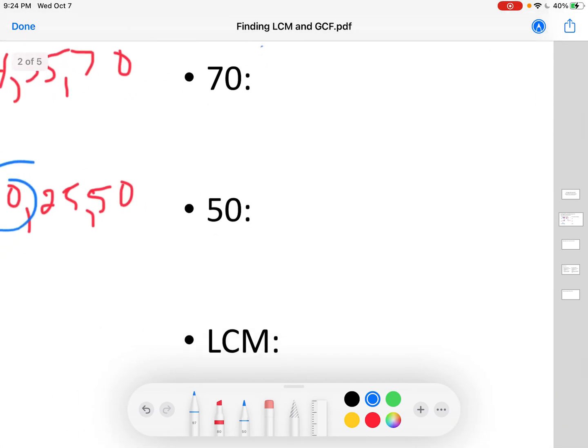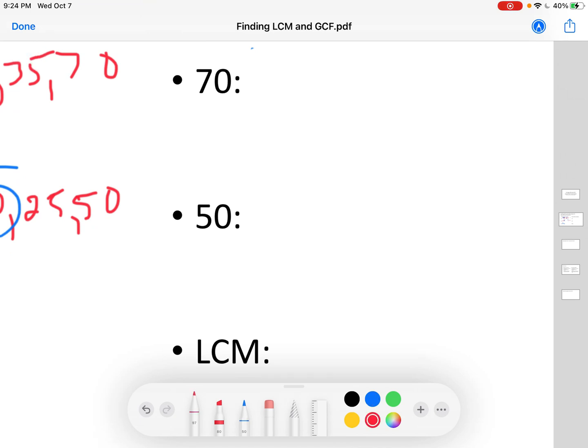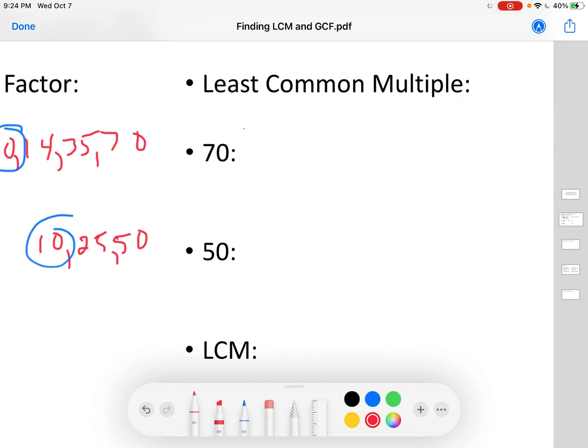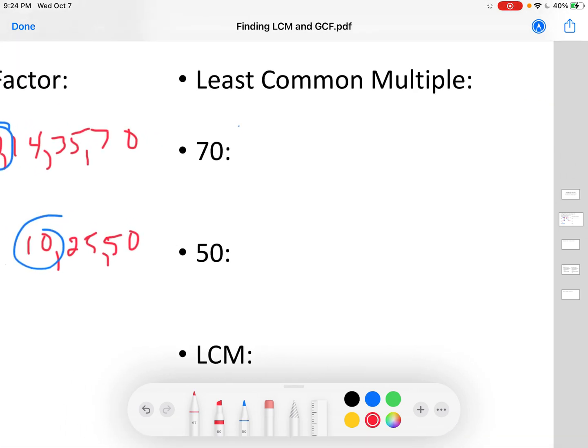Okay, now we'll do the same idea, but this time we're finding least common multiple. So I will do the multiples, and I'm going to go back and forth, back and forth. Whichever one is behind, that one goes next. So 50 times 1 is 50. 70 times 1 is 70. 50 is behind. 50 times 2 is 100. Now that's ahead, so we'll go to 70. 70 times 2 is 140.